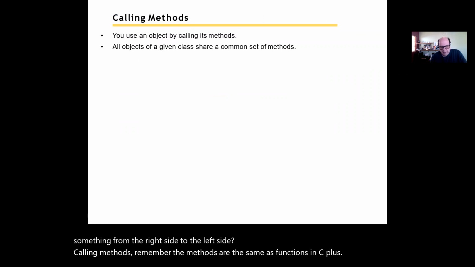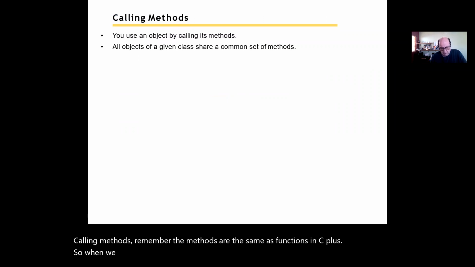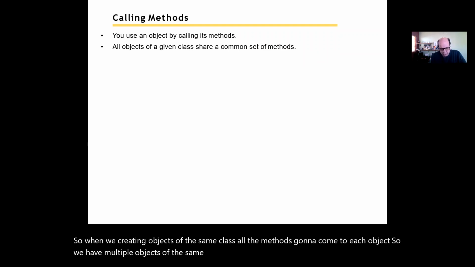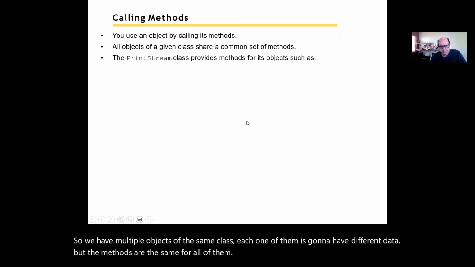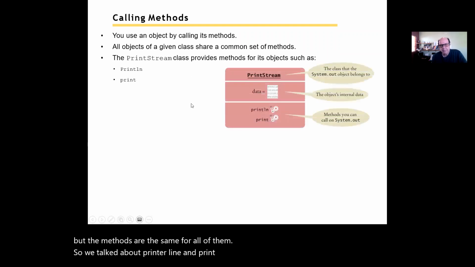When we're creating objects of the same class, all the methods come to each object. So we have multiple objects of the same class. Each one of them is going to have different data, but the methods are the same for all of them. We talked about println and print. That's coming from PrintStream.